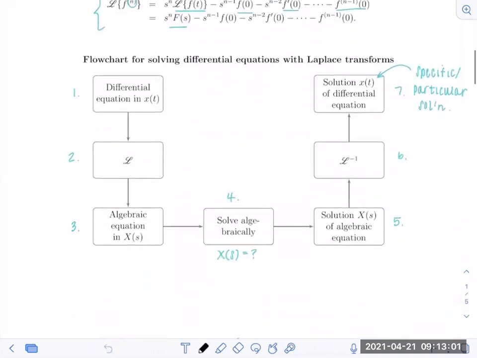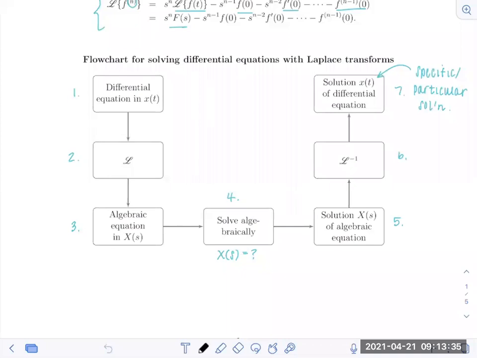In a previous video, we discussed this flow chart where we take a differential equation in x of t, apply the Laplace transformation, and it results in an algebraic equation involving x of s, which is the Laplace transform of lowercase x of t. We solve algebraically for that function x of s, and then once we have solved for x of s, we apply the inverse transform to get back to our solution.